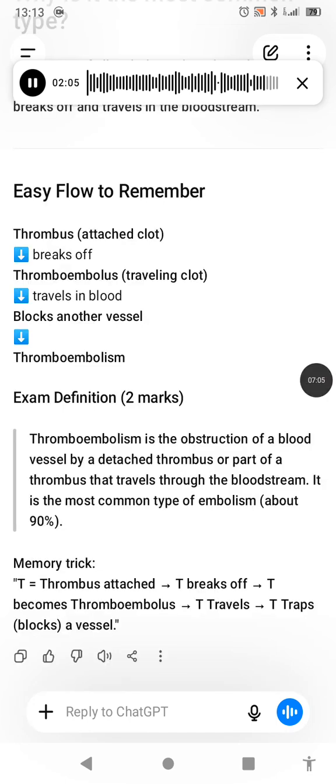Type of embolism, about 90%. Memory trick: T equals thrombus attached, T breaks off. T becomes thromboembolus. T travels, T traps, blocks a vessel.